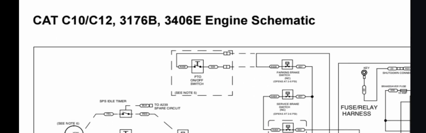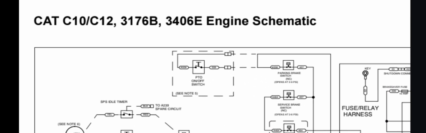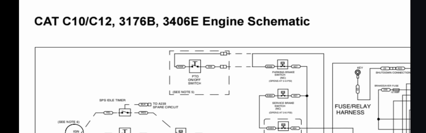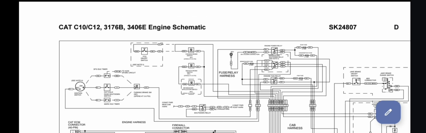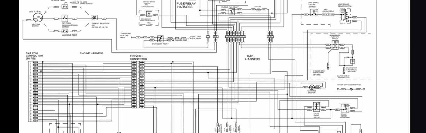As you can see, we have four types of Caterpillar engine. This diagram is the same for all four types of engine. If you understand it, you will be able to work on all four. The engine models are C10, C12, 3176B and 3406E.